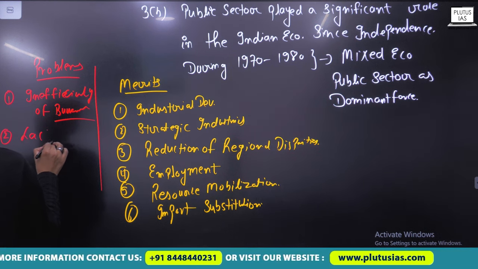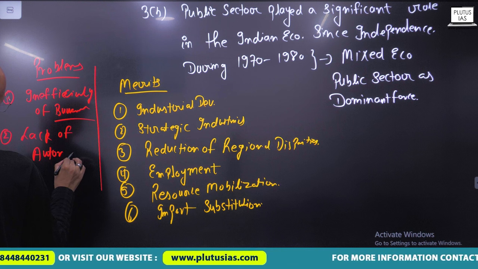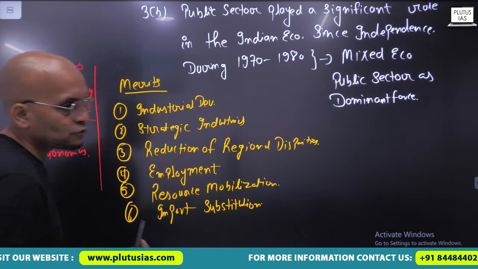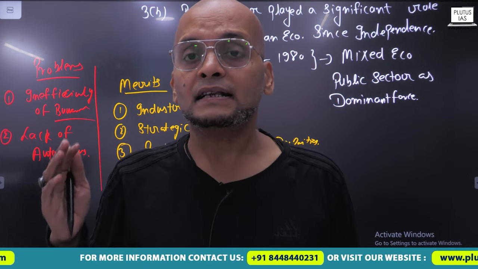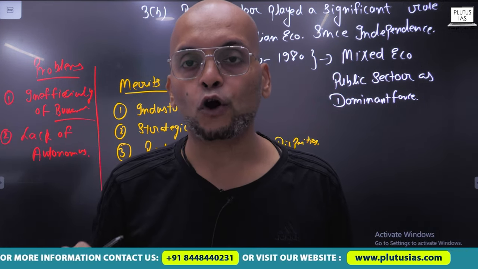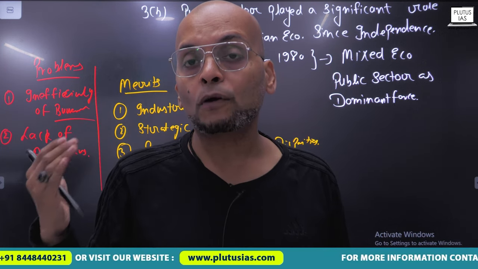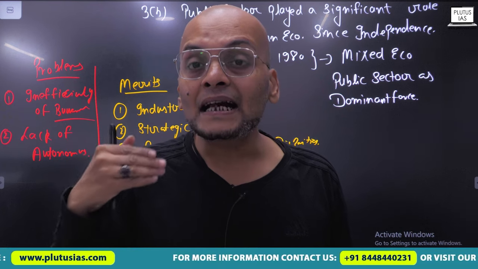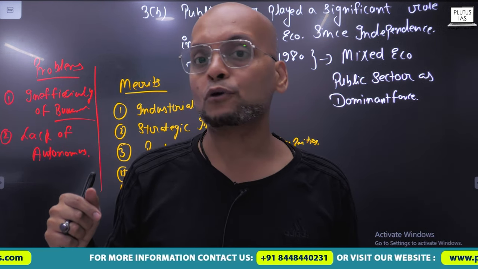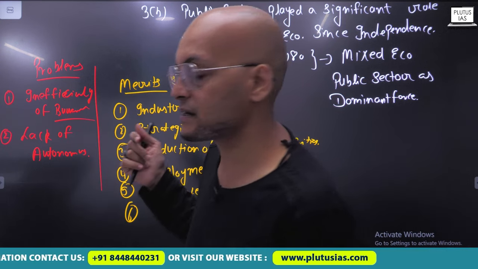Lack of autonomy. These industries were not autonomous. Government industries, for every big and small decision, had to knock on the doors of the government, take permissions from the officers or from the seniors. And all these things delayed the decision-making process and the industries started lagging behind.